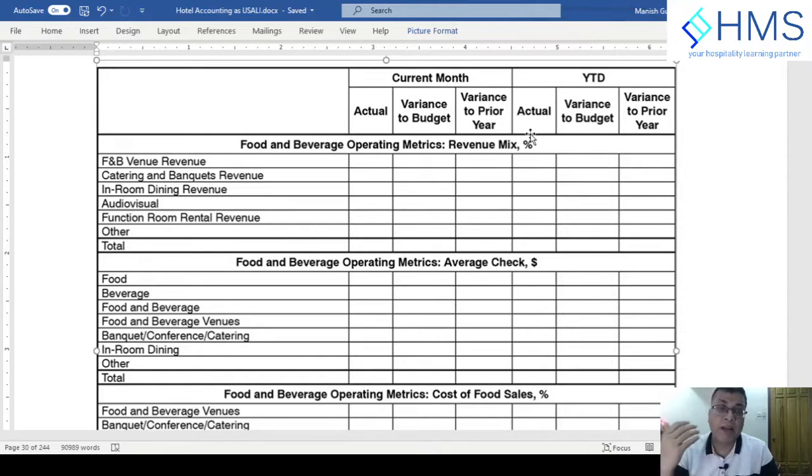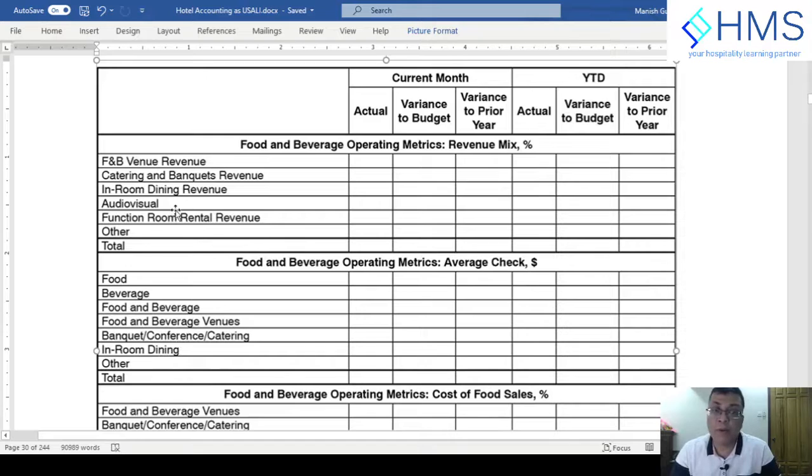In a similar way, it will show the average check. So how do we calculate average check? Average check is calculated by the total revenue collected in each line item divided by the number of guests in that particular venue or in that particular line. So it may include food, beverage, and food and beverage, which is further divided into venues, banquet categories, and in-room dining.